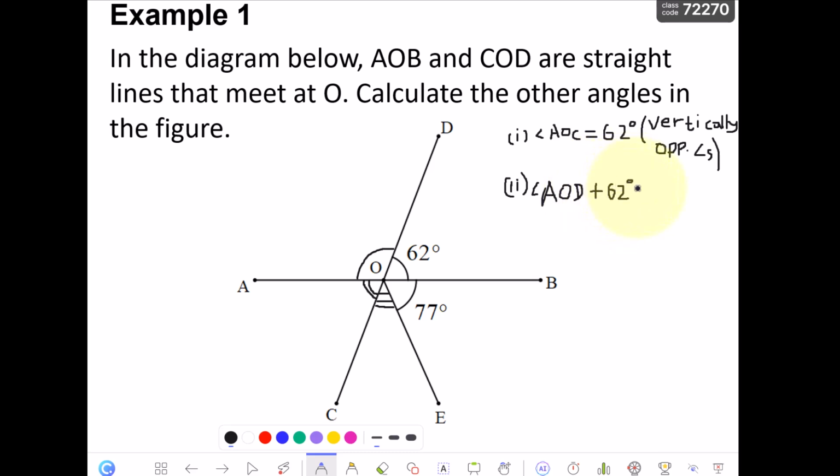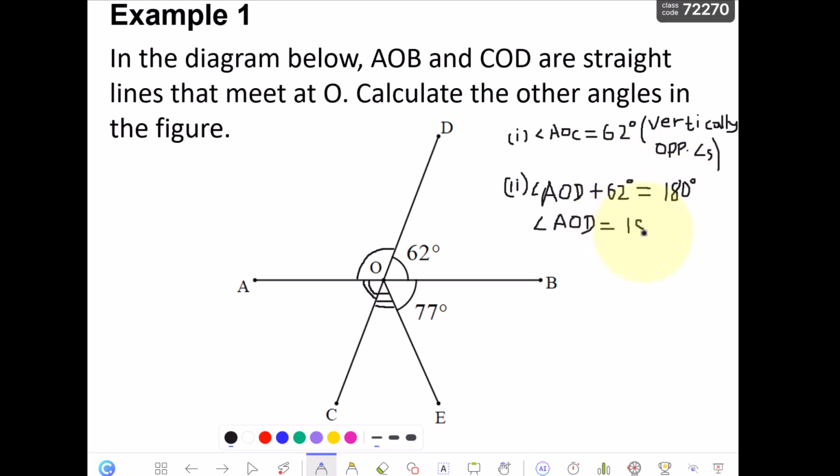So AOD plus 62 will give me what? It will give me 180. And you know the reason, because it's on a straight line. So 62 and AOD are on a straight line. Take note of that. Now that they are on a straight line, collect your like terms. So AOD will be equal to, when 62 crosses over, it becomes negative.